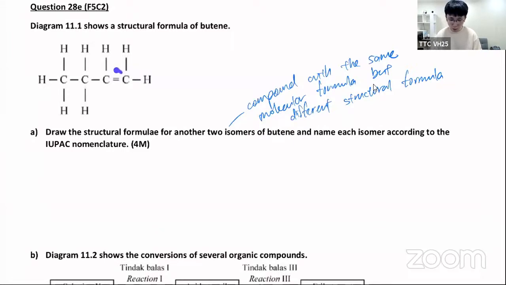Okay, so as I mentioned, guys, this one, what can we do? We can actually move the double bond to the next gap. So if you move it to the next gap, what do we call it? They want the drawing and the naming. So draw 1 mark, name 1 mark. So if I draw it out, it will be like this. Double bond in the middle.